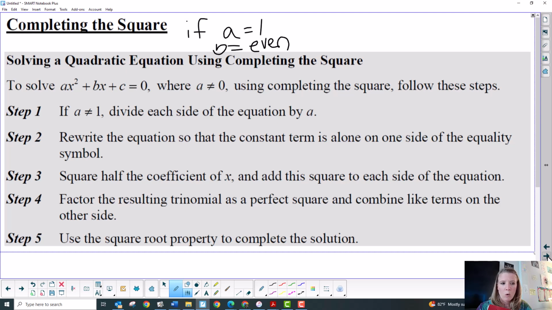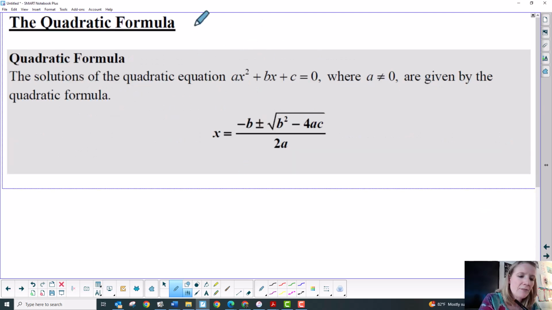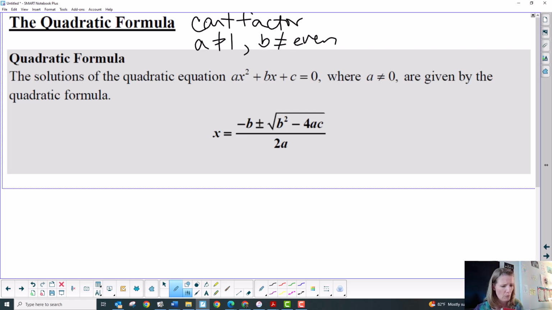So you use the quadratic formula if you can't factor, and A is not 1 or B is not even. That's the only time I would use the quadratic formula.